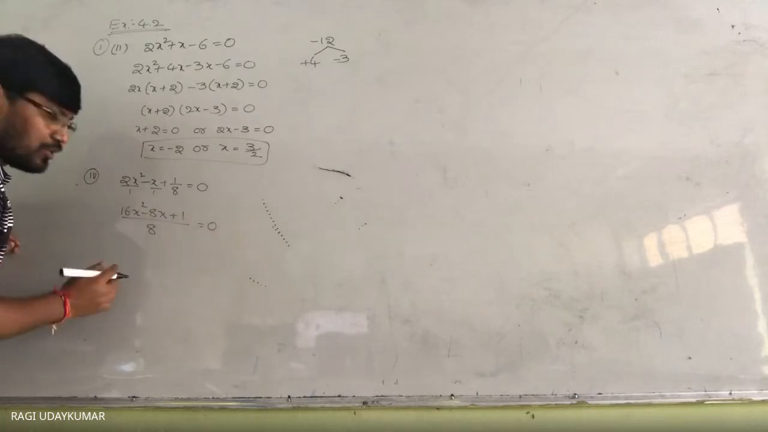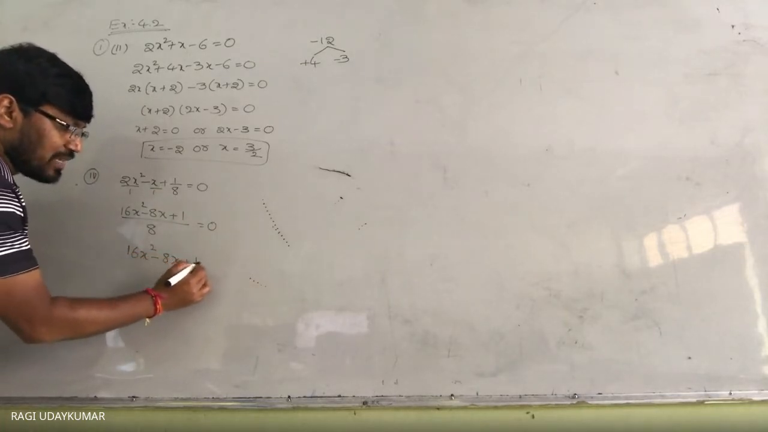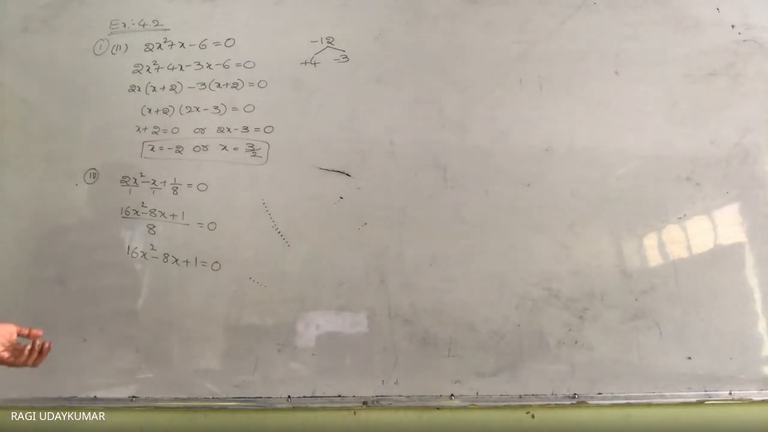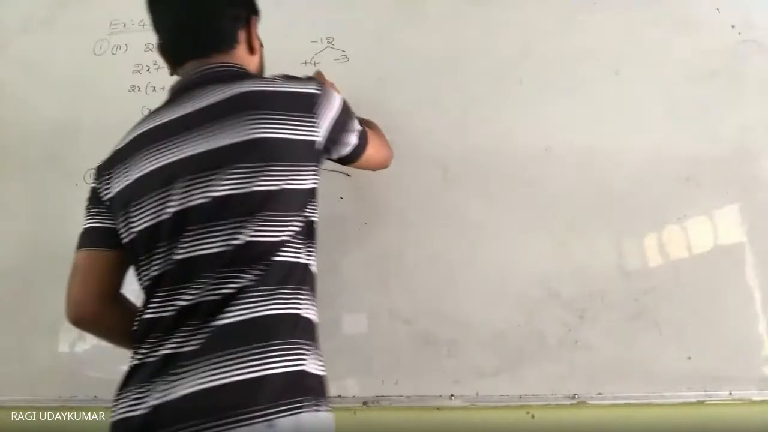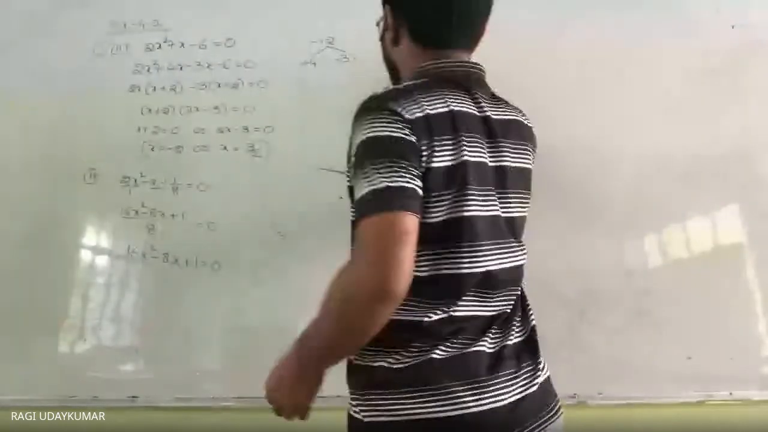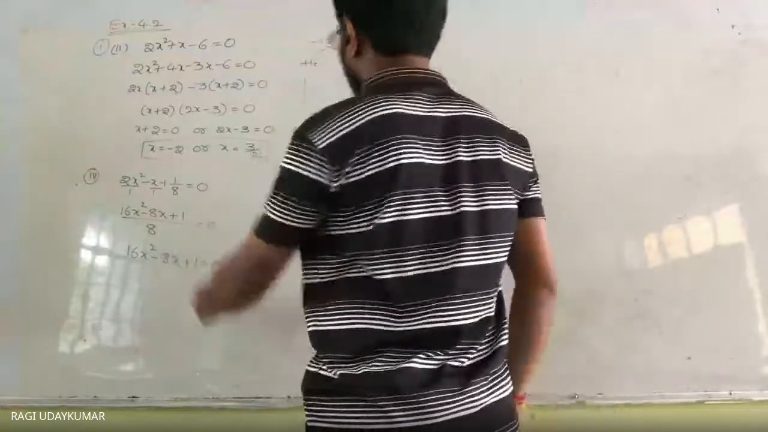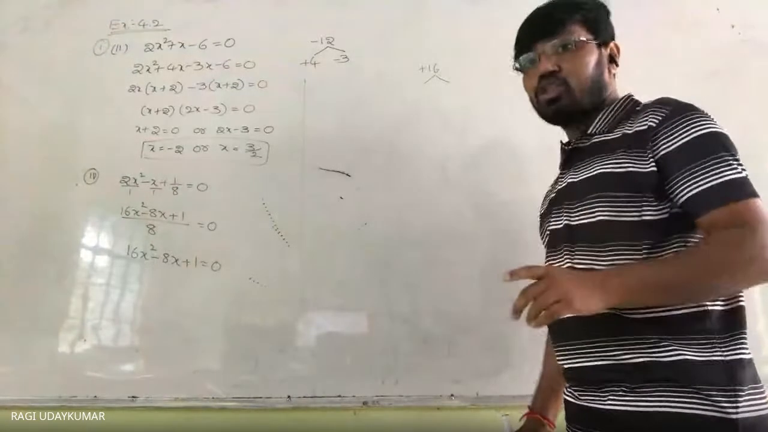This 8 you take it to the right hand side. So we are going to get 16x square minus 8x plus 1 is equals to 0. This is with the integral coefficients. Now you can factorize it in easiest way. 16 1 is 16. So we are going to get plus 16. So plus 16 factors should be taken into consideration. The sum should be equals to 8.